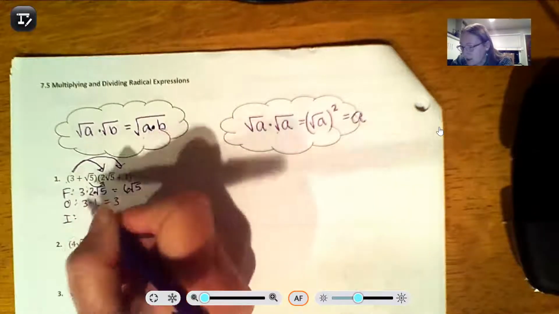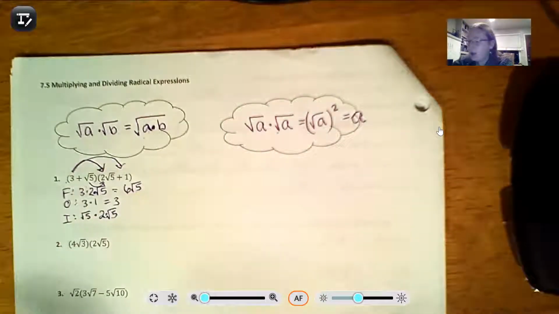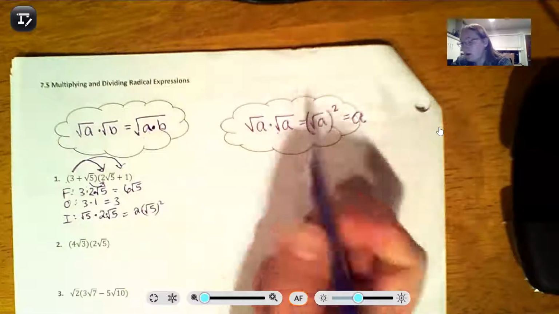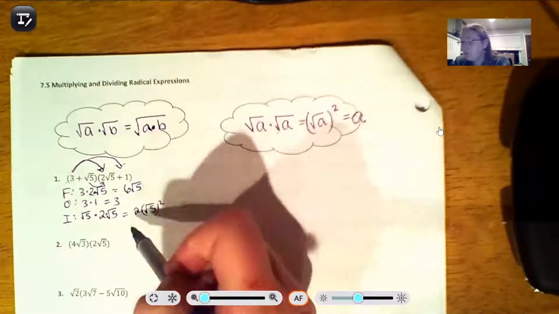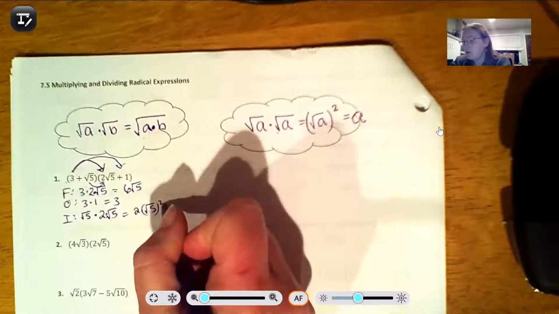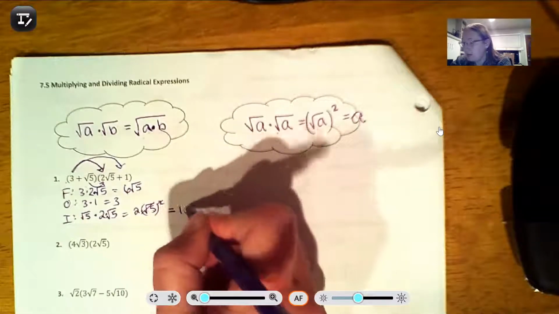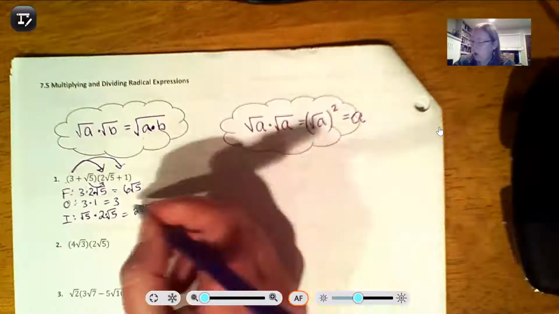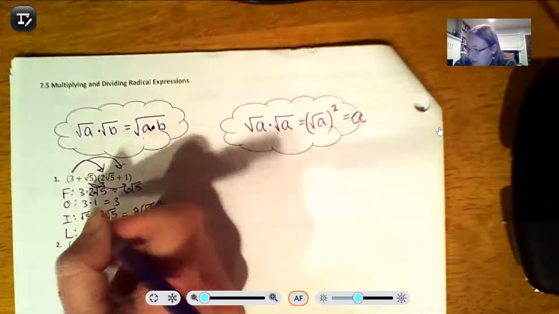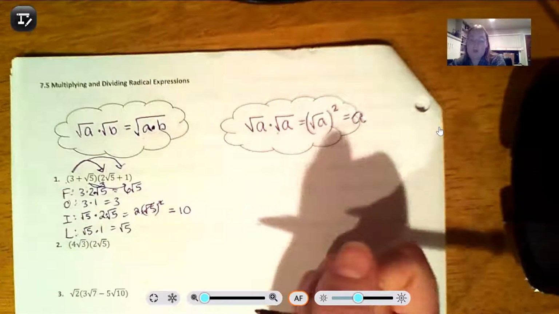I, the inside times the inside, root 5 times 2 root 5. We end up with either thinking of this as 2 times root 5 squared, or you can think of it as the square root of 25, or you can take the square root of 5 and square it, and square root and square will cancel. So no matter how you approach it, you're going to get 2 times 5, so 10. And so your O and your I can combine. And then L, last times last, is root 5 times 1, so that's root 5. And so your F and your L can combine.